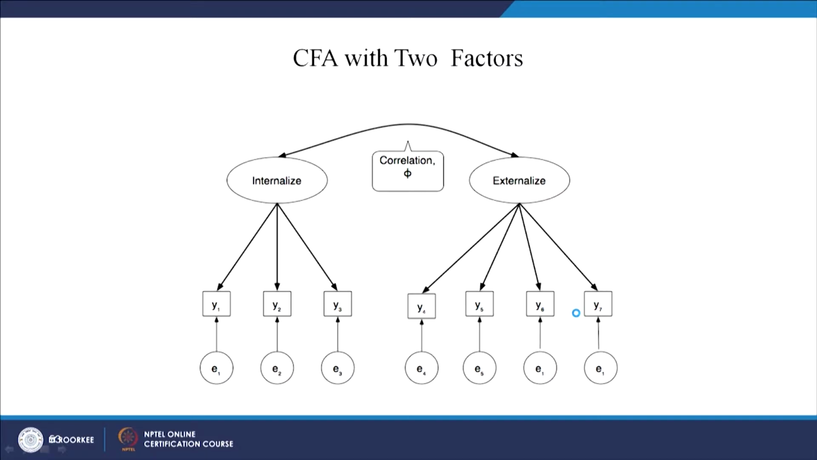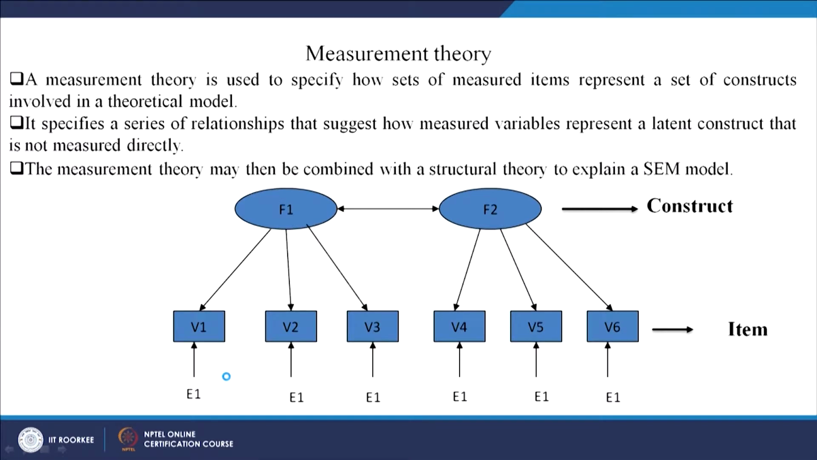Same thing, now coming to the CFA. There are two constructs and you see the variables are clearly assigned to one and only one construct, and there is no chance of cross loading. So, this is one of the major differences, and these are my error terms, measurement errors. Okay. What is a measurement theory?